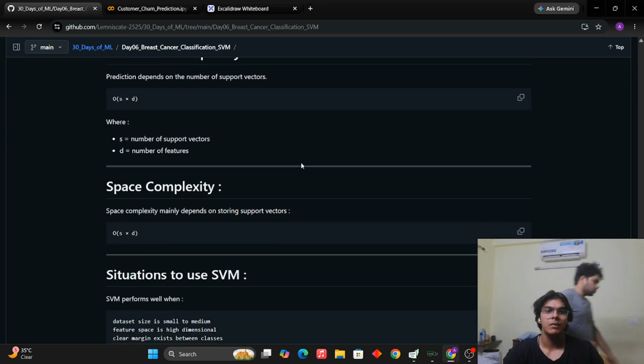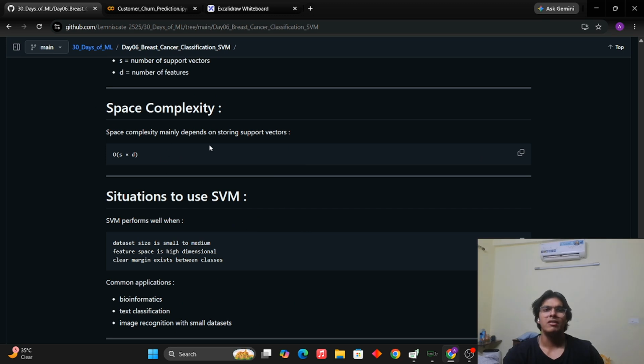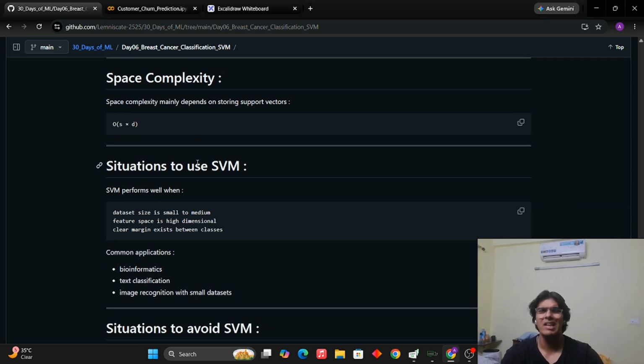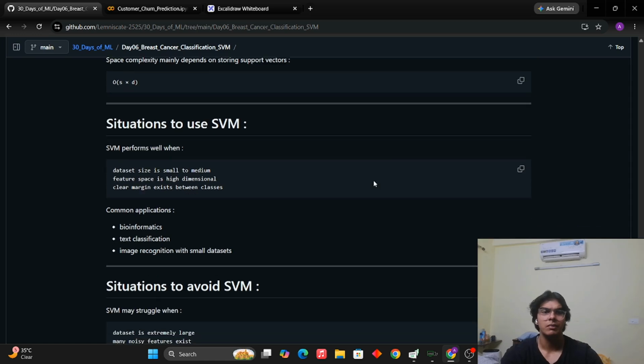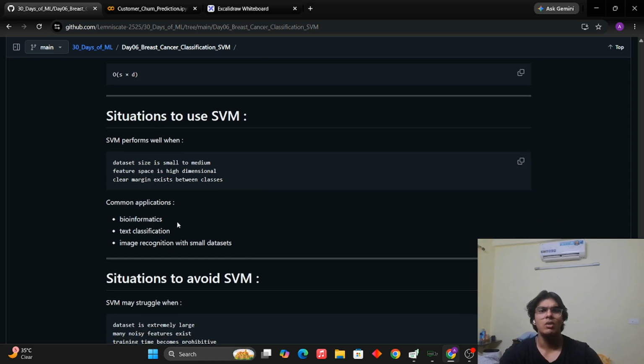Now this is one of the major disadvantages of SVM, that it is very poor with scaling. And the space complexity, basically, what does the SVM store? It stores the support vectors. So whatever the number of support vectors S is, multiplied by the dimensions, which is 30. Very small, insignificant space.